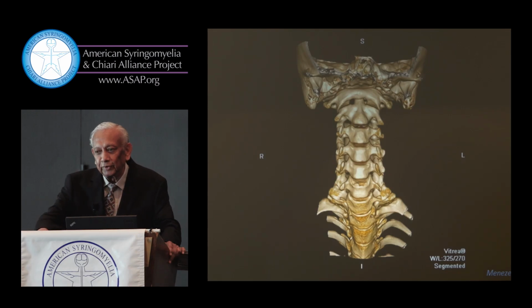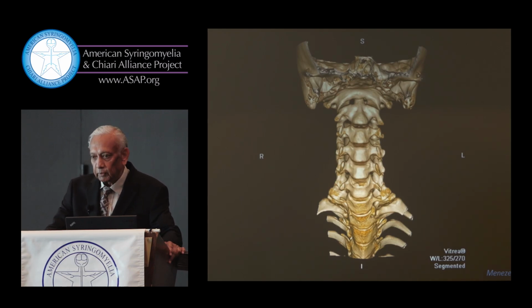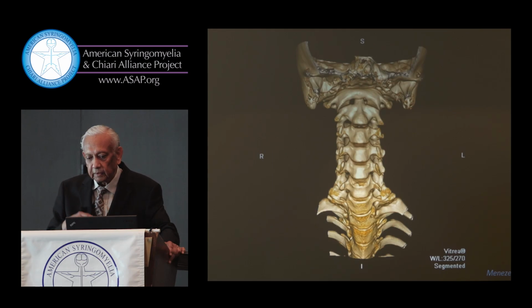So we get our chance to stab at the cake. And the first thing we do is make sure that there are no bony abnormalities. What you're looking at is a 3D CT of the skull base and the whole neck. And to me, it didn't look bad at all.